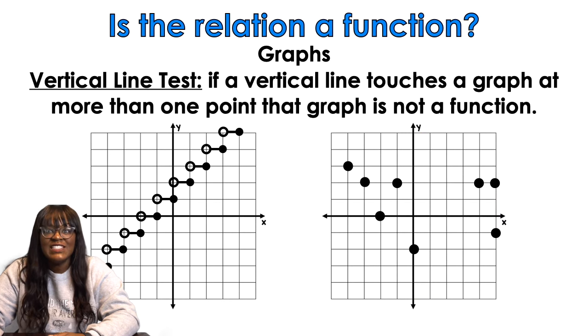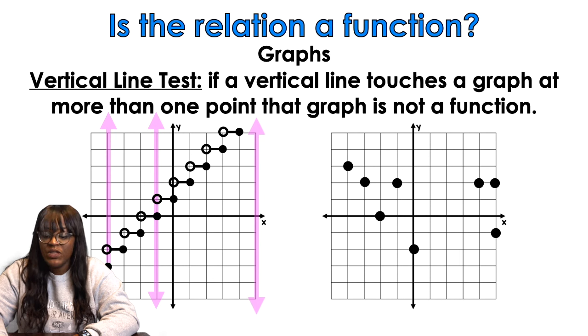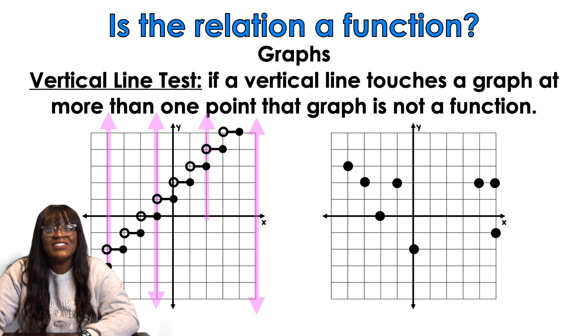Okay, this is a funny looking function. This is a step function, an integer function. And so we would do the same thing. We would swipe that line across. And no matter where I draw vertical lines, remember open circles are not included values. So even though the line is going through an open circle and a closed circle, remember open circles are not included. So this actually is a function.